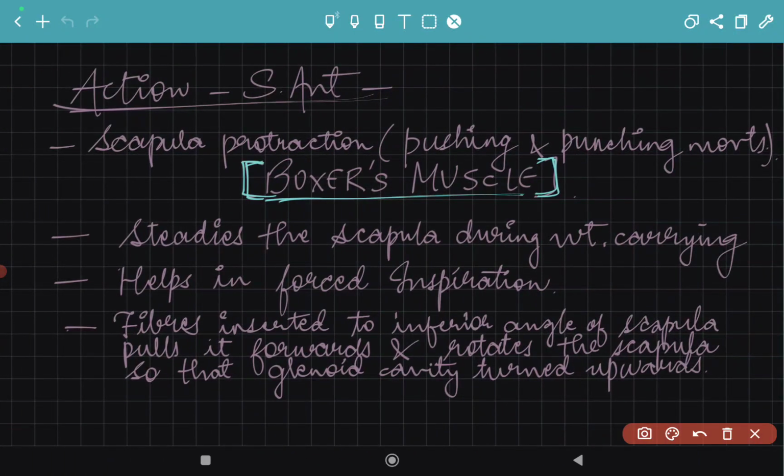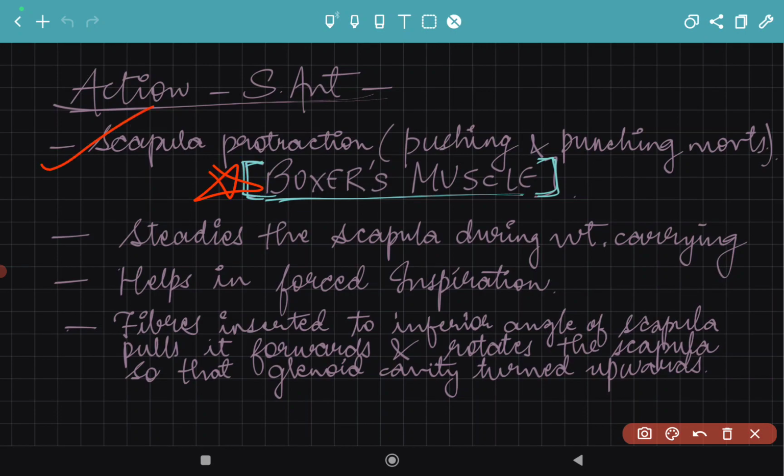Now let's discuss the action. Serratus anterior, as we saw, along with pectoralis minor, does protraction of the scapula. So the action of serratus anterior is also mainly scapular protraction, which is pushing and punching movements. Because of that, it is also known as the boxer's muscle.